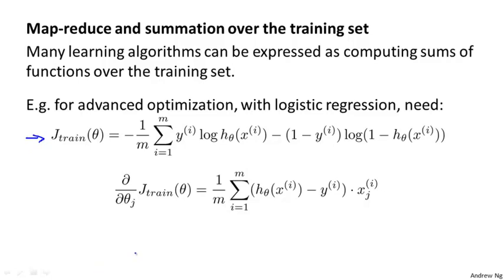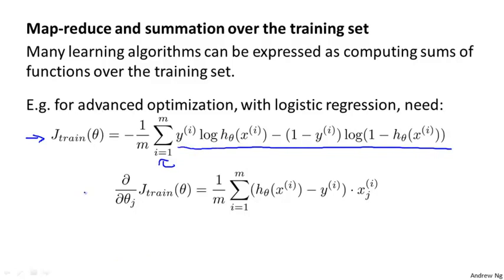And so for logistic regression, you remember that the cost function has this sum over the training set again. And so if you're parallelizing over 10 machines, you would split up the training set onto 10 machines and have each of the 10 machines compute the sum of this quantity over just 1/10 of the training data.